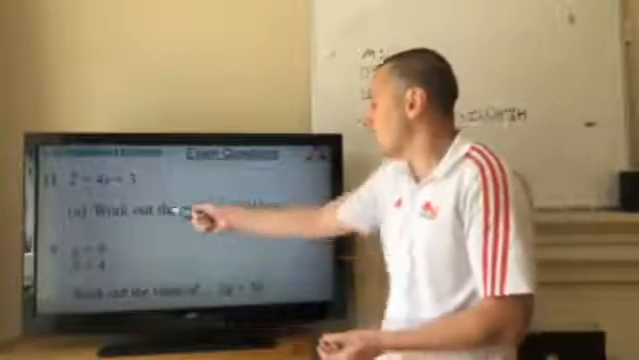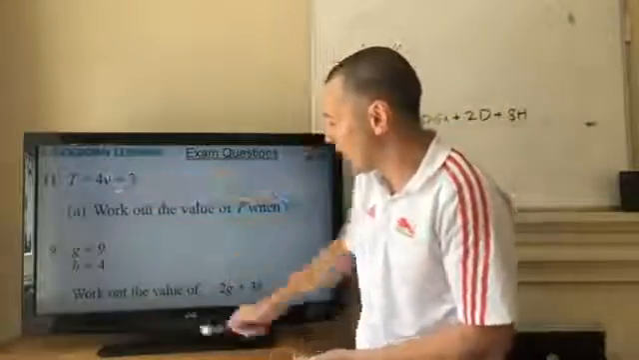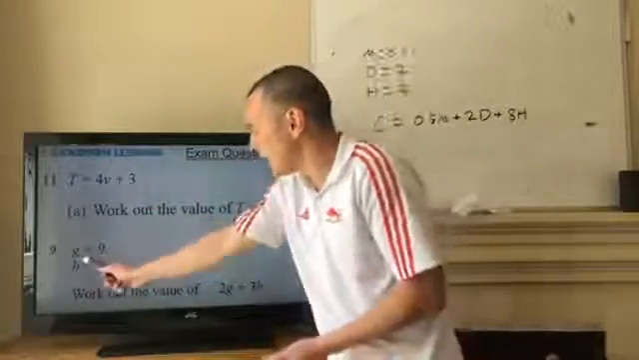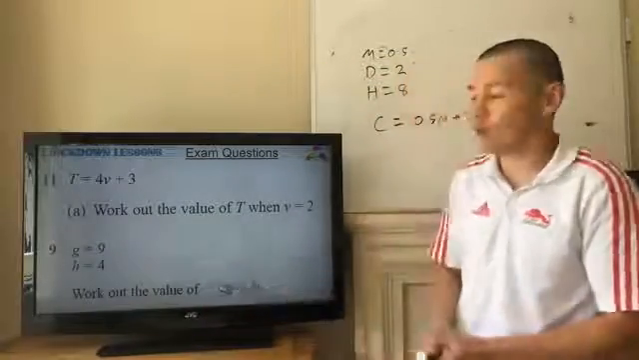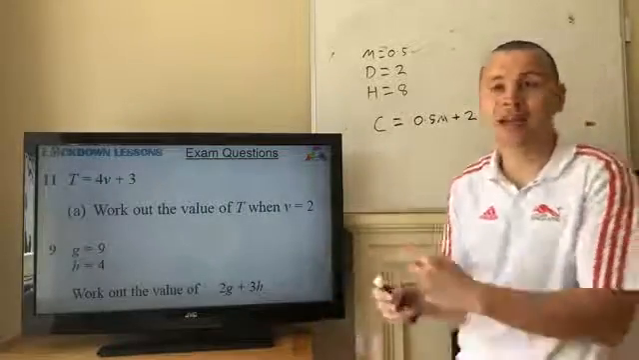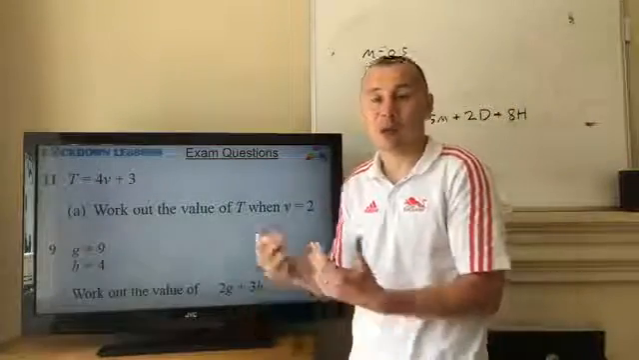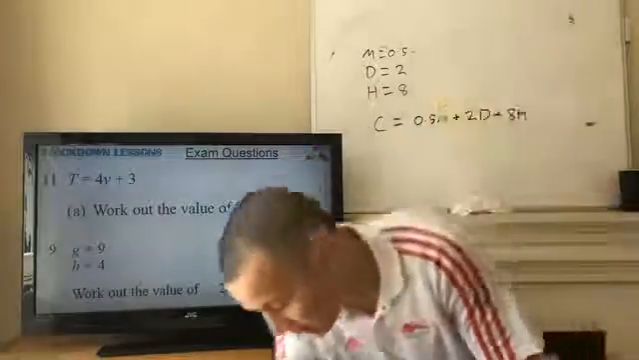So all you need to do is work out the value of t when b equals 2 in this bit here, and then here g equals 9, h equals 4, work out the value of 2g plus 3h. Okay, so 2 questions to finish with, and then you can do the other exam questions by yourself. These are on the printer, or just do them on the board here.